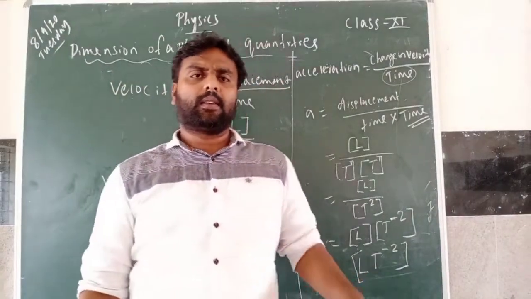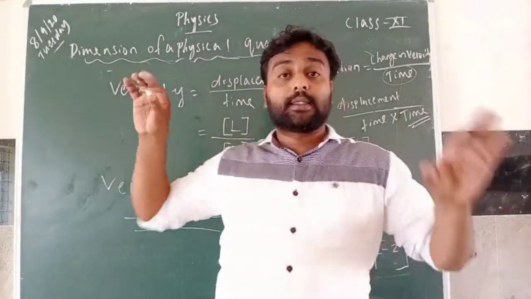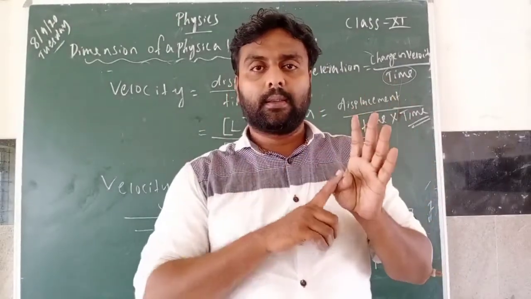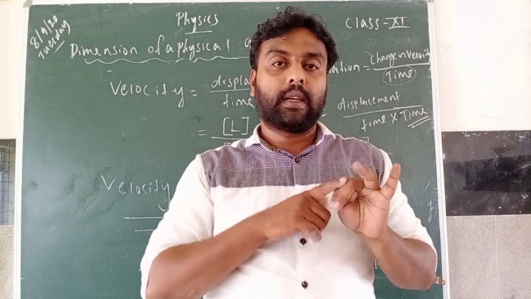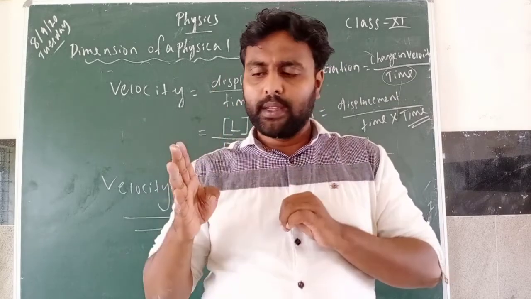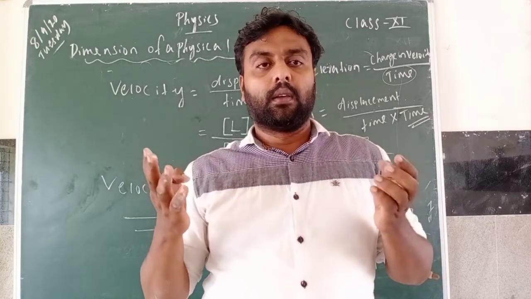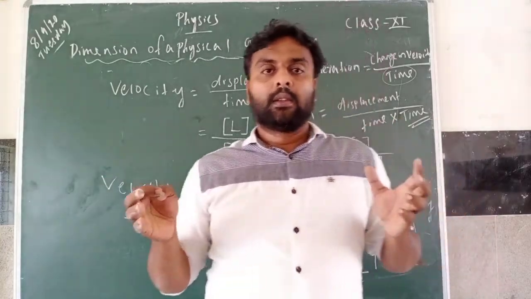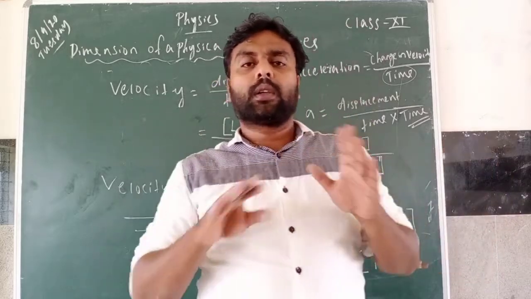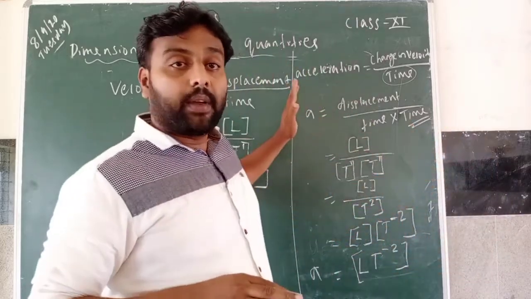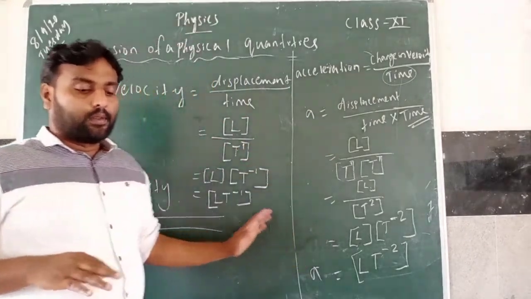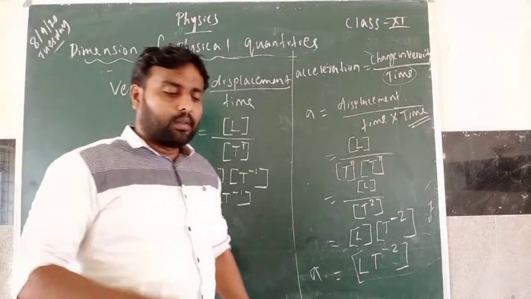So like that, by using these 7 basic quantities, what are the 7 basic quantities? Length, mass, time, temperature, current, luminous intensity, and amount of substance. By using these 7 basic quantities, you can derive all the quantities and find the dimensional formula like this. So this is just 2 examples.